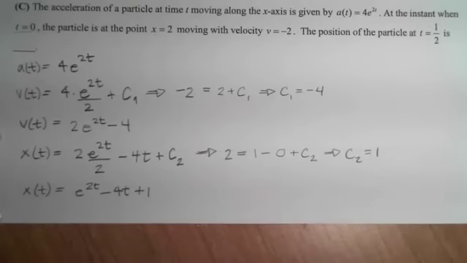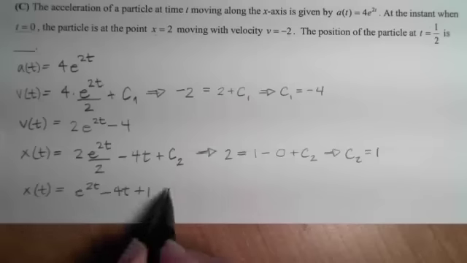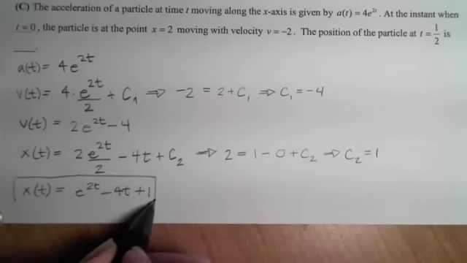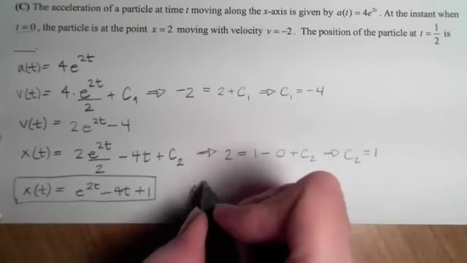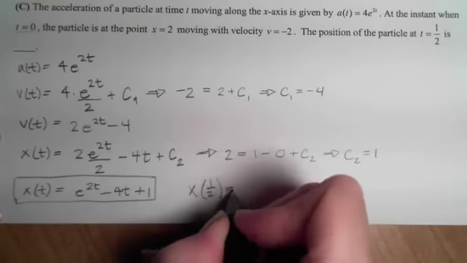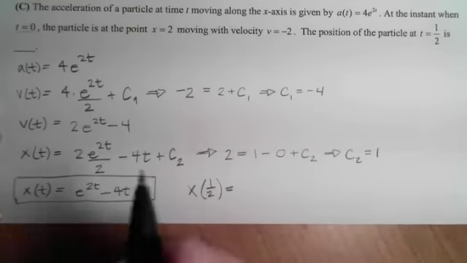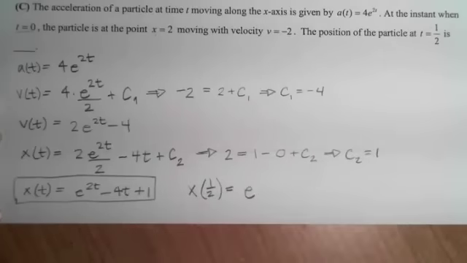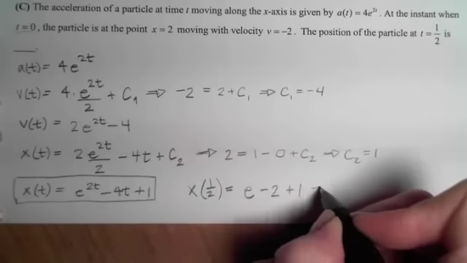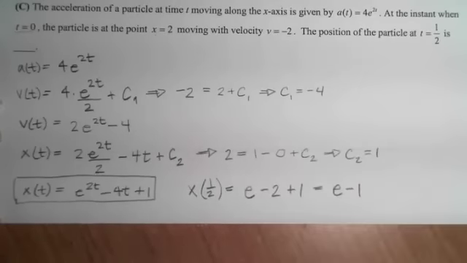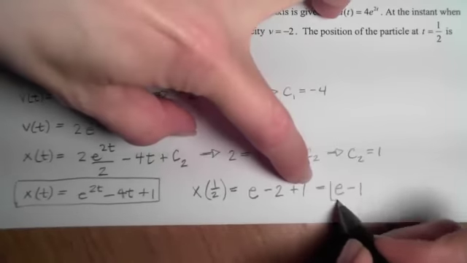Now the last thing says I want to find the position of the particle when t equals 1/2. So I've nailed down that position curve. To answer the question, I need to plug in 1/2. So x of 1/2 will be e to the 2 times a half, that's just e to the 1, minus 4 times a half, which is 2, plus 1. So I end up with e minus 1, which is my final answer.